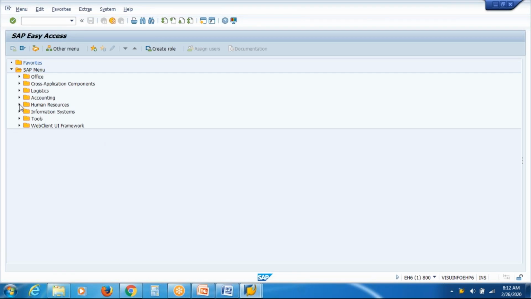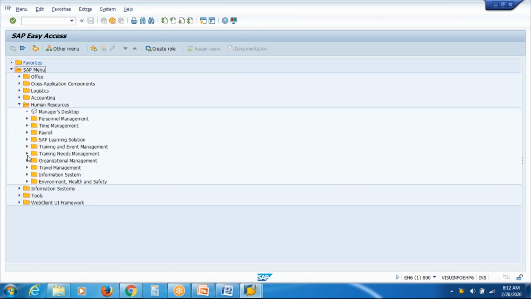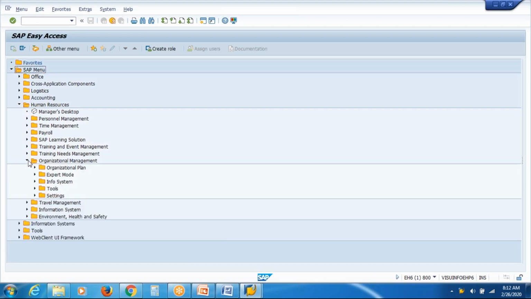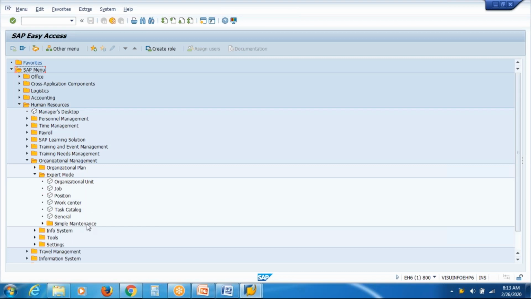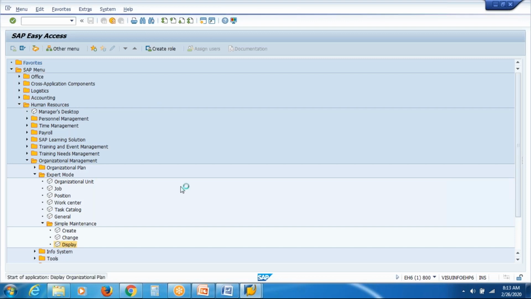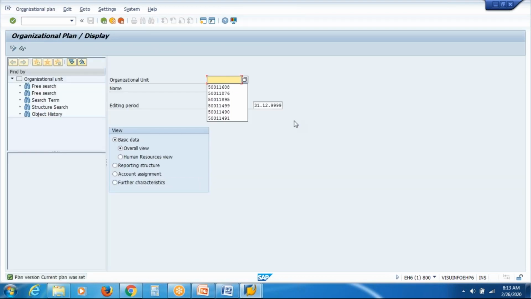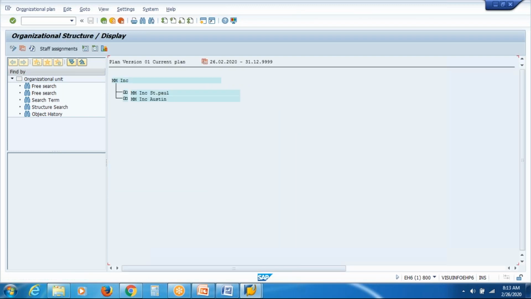And if you want to look at the place where we configure the org management, these are a few of the nodes where we configure the organization structure, where we set up the organization structure like organizational units, jobs, positions, work centers, tasks, etc. And then if you want to look at a sample organization structure that has been configured, I can show you that also.